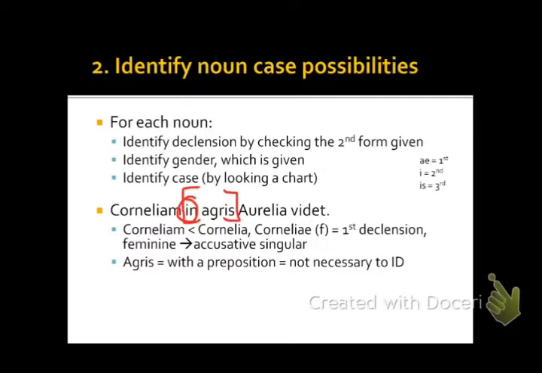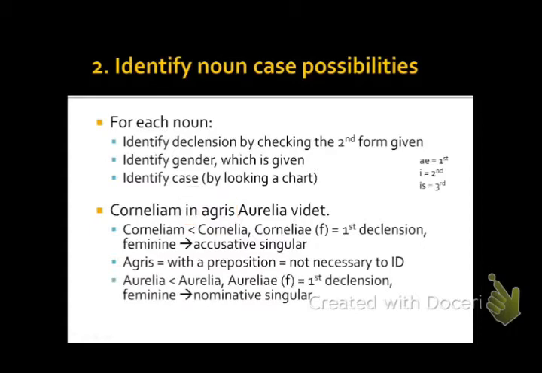truthfully, in this example, and in many examples of prepositional phrases, it doesn't actually matter what case it's in. So, for translation purposes, right now, I'm just going to tell you it's not necessary to identify the case if it's with a preposition. So if there's a little word like in, the word following it, don't worry about it. I recommend bracketing it or putting parentheses or something. So for our last noun we're looking at, Aurelia, is from, and that's what that little symbol means. Aurelia, Aurelii, first declension, it's feminine. If you could look at the chart like we did with cornelium, you see that it's nominative singular.